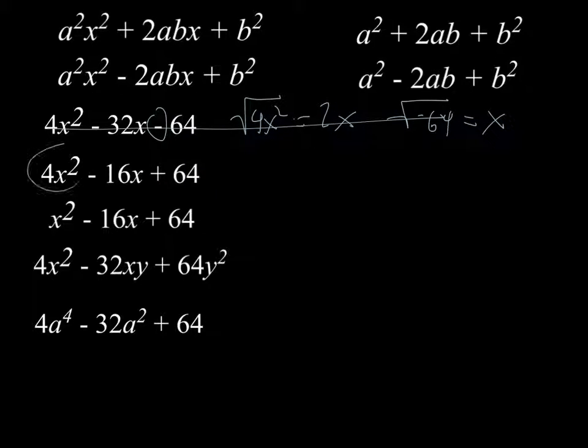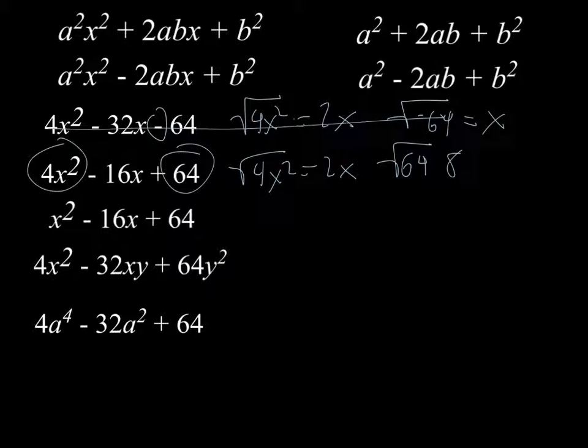Looks like it. We've got that 4x squared, which is a perfect square. We got the 64, which is a perfect square. Square root of 4x squared is going to be 2x. Square root of 64 is 8. 8 times 2x does give me 16x, but I still have to multiply that by 2. When I multiply that by 2, I'm going to get 32x, which is not the middle number here. So this is not in the right form. I cannot factor it this way. I'd have to find another way to factor it.